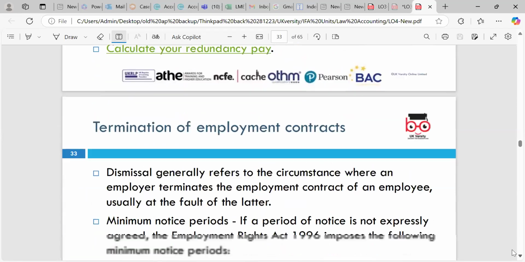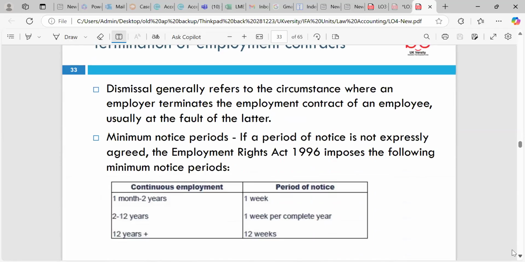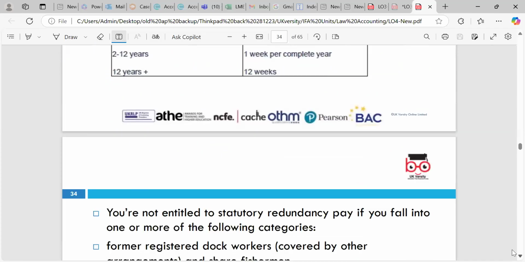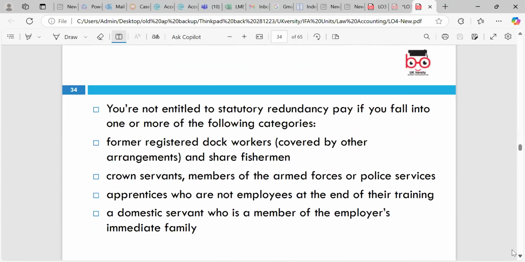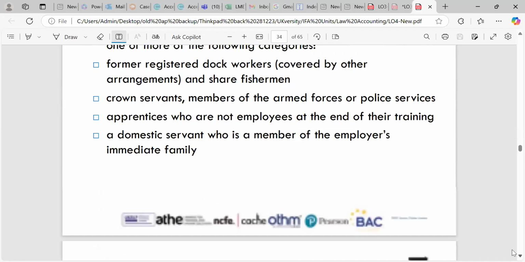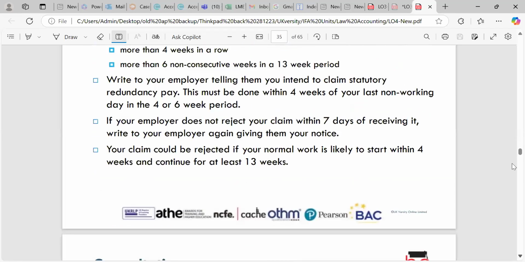Please note there are other schemes here, which are voluntary as well, not just one. So again, we can look around if you're 50 plus and all. For continuous employment: 1 month to 2 years, 1 week; 2 to 12 years, 1 week for completed years; and 12 plus. Within that there are a few changes that happen. So again, please consult gov.uk, because parliament laws carry on changing. Sometimes it's difficult to be up to date as long as you don't deal with it on a daily basis. So please consult those, and we need to look around.